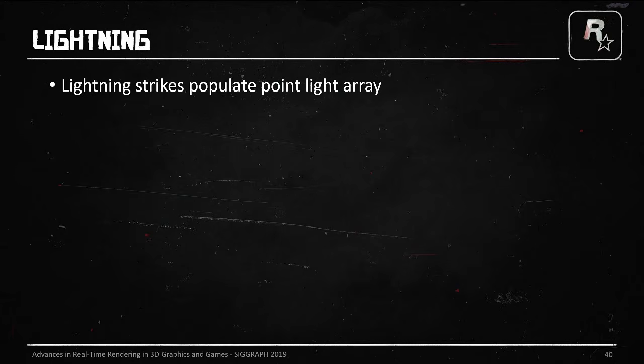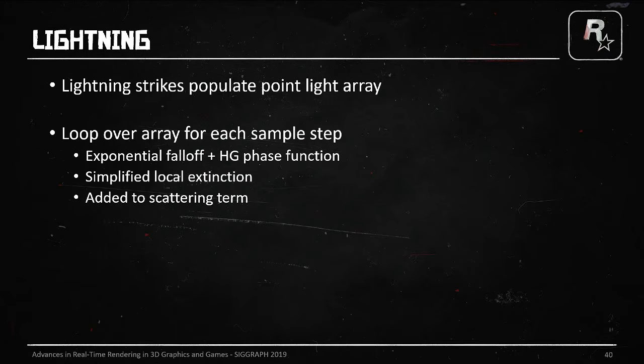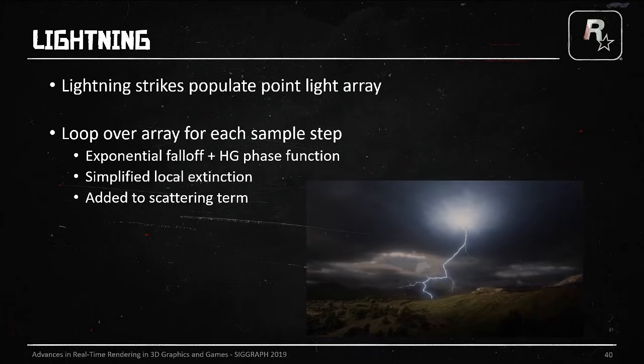Lightning strikes are also added on top of that light sum, and this is done in a more brute force-ish way, where each lightning strike adds a point light to a point light array, over which we loop at each sample position, apply an exponential falloff plus, once again, the HG phase function, and use the local extinction to provide some indirect shadows, so no complex raycasting. And this is, again, added on top of the scattering term, which looks like this.